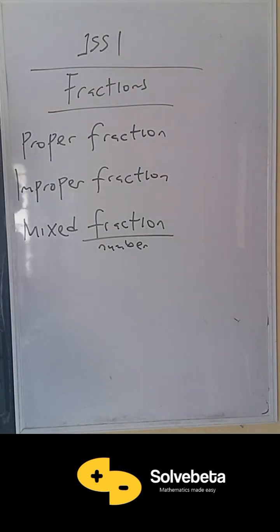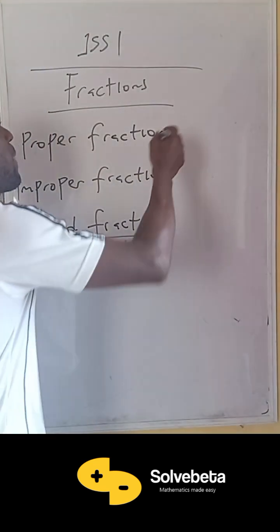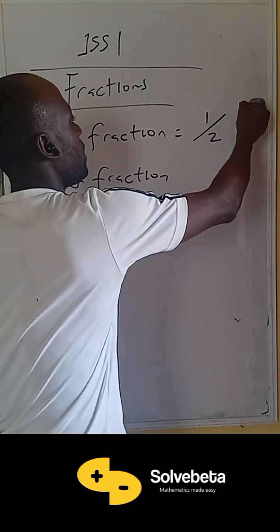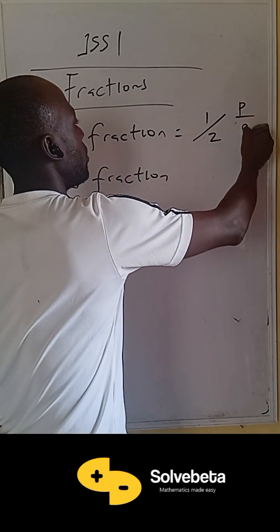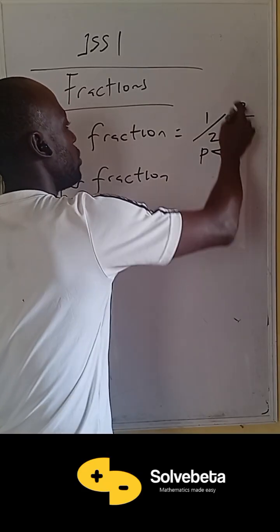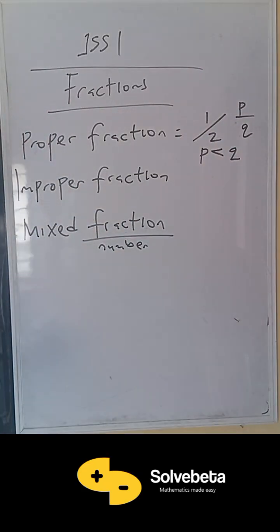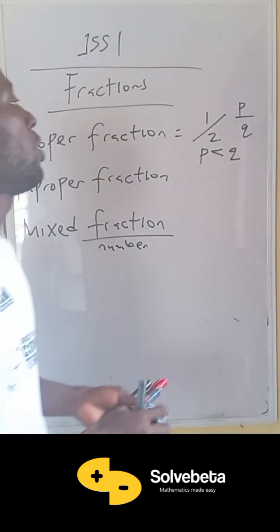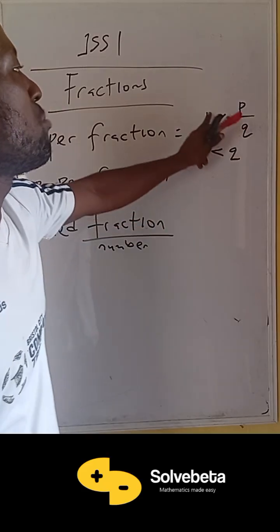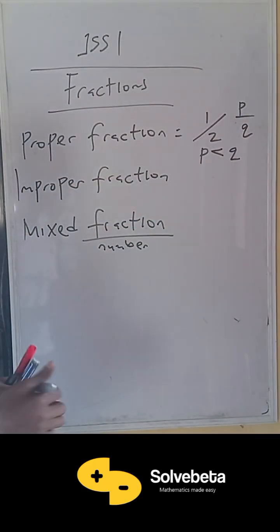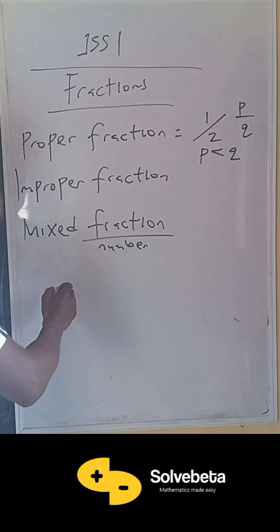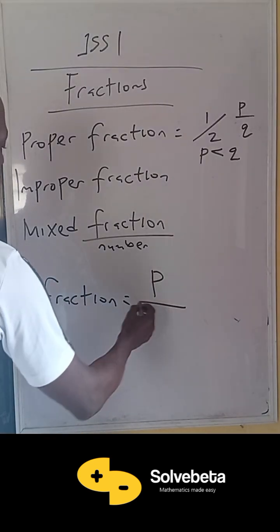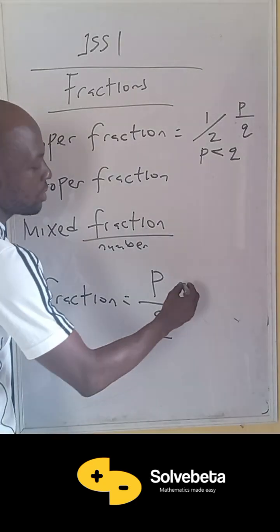A proper fraction is a fraction where the numerator is less than the denominator. P is less than Q. The number above is less than the number below. I'm using P to represent any number above, and Q to represent any number below. The numerator is less than the denominator. I don't think I said this earlier, but a fraction is divided into numerator and denominator. Forgive me for not saying it earlier.